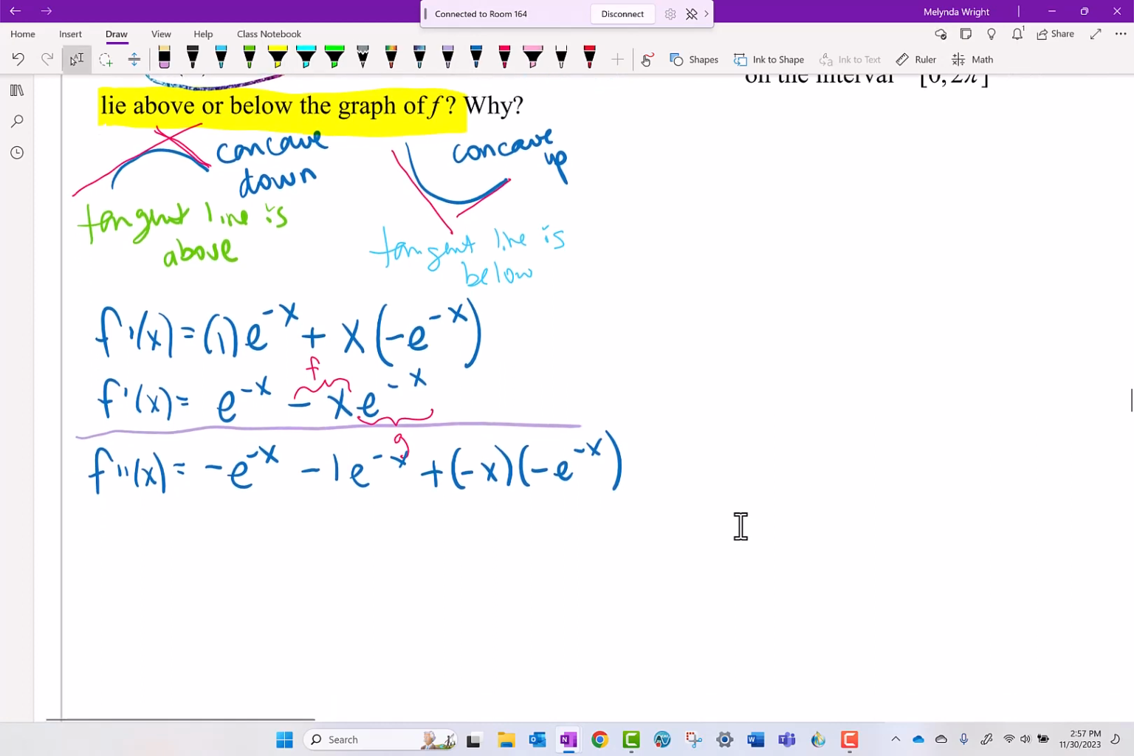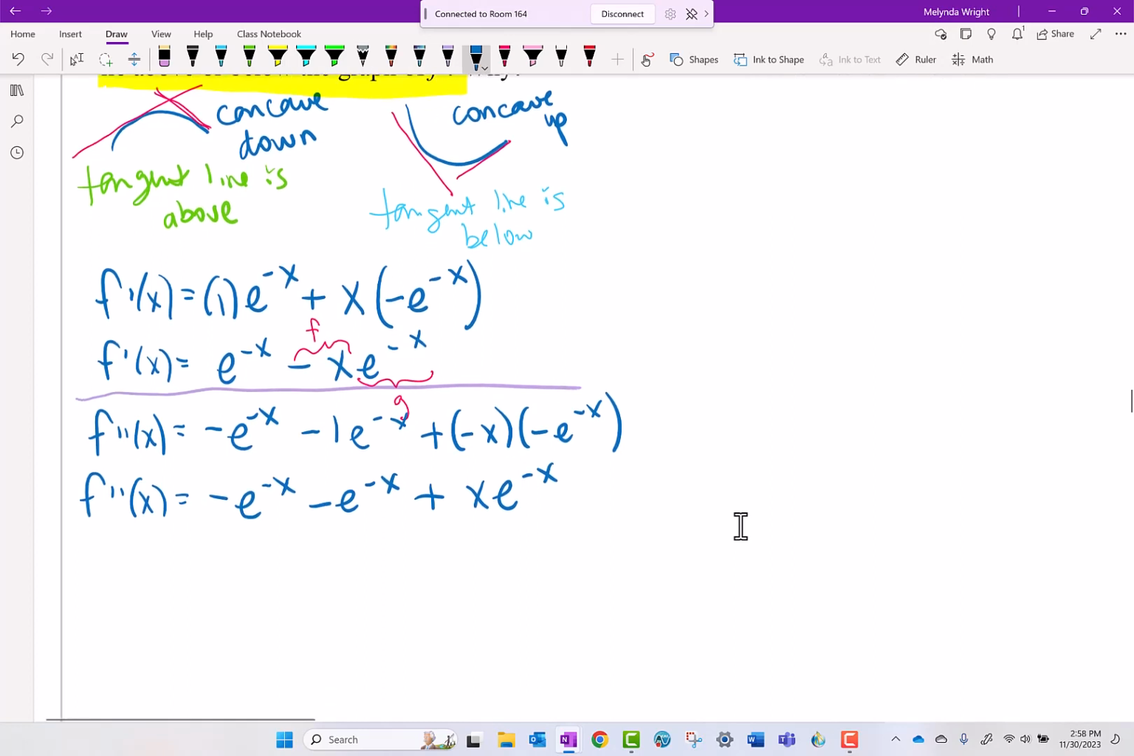Now this little guy we're going to have to work with, so let me clean this up so we can actually plug a 1 in. So I've got negative e to the negative x. Let's see what's going on here. This is a negative e to the negative x, this one right here. We've got a negative and a negative. That makes a positive. And then we've got x e to the negative x. All right, so now that ends our work for the second derivative.